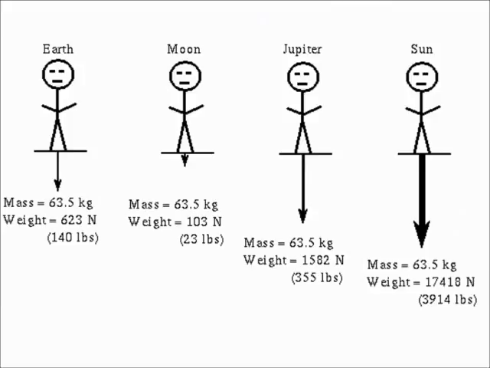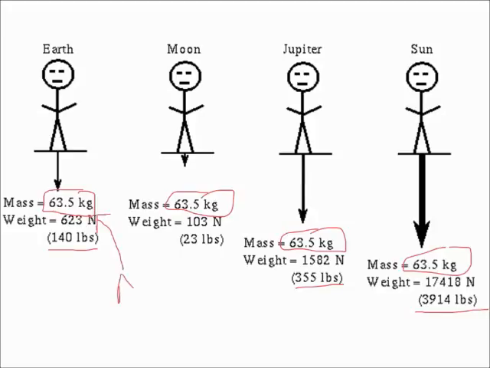So for example, all of these have the same mass of a person, 63.5 kilograms. The atoms that make up that person don't change. But if you place that person on different planets, or the moon or the sun, their weight would change a lot. So somebody that weighs 140 pounds on Earth would weigh a lot more on Jupiter and a lot more still on the sun. So keep in mind that the unit that we're going to use for force or weight is going to be in newtons, and an important unit of mass that we're going to be using is kilograms.